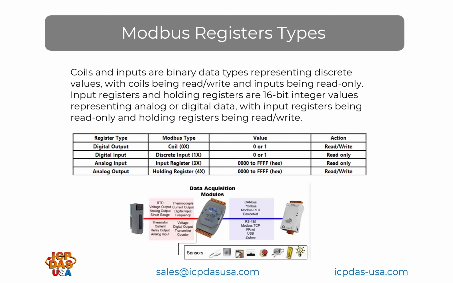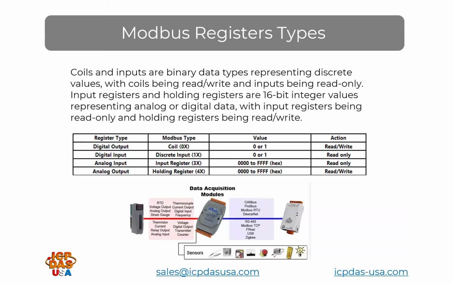Okay, there are 4 types of Modbus registers. Coils are digital outputs in PLC jargon. They are usually associated with relays. Their states are read as either on or off when reading, and can be controlled to turn on or off when writing.